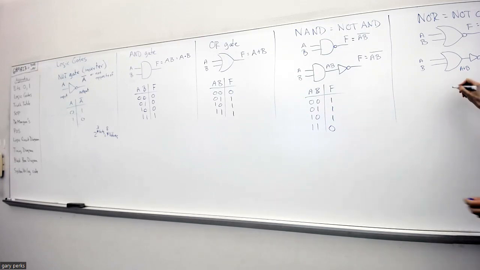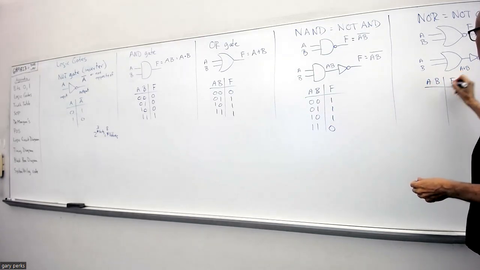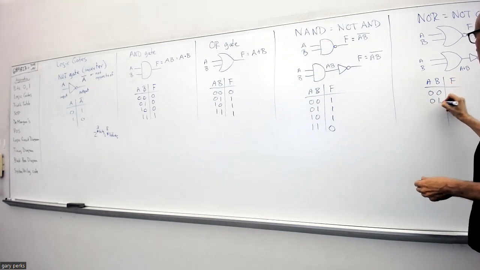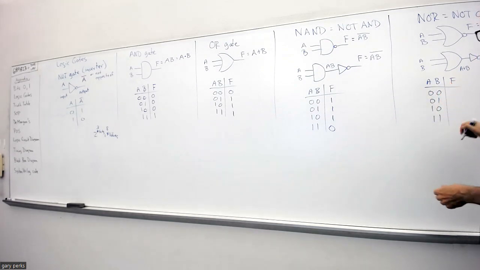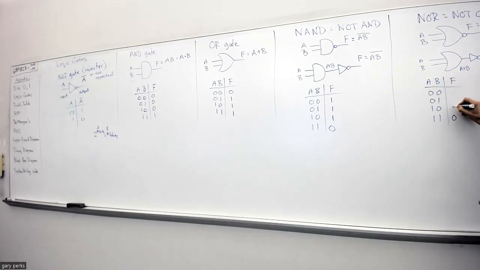Okay, and then the truth table. Well, it's going to look just like the OR, but the output's inverted. So with the OR, you get a 1 out as long as at least one input's a 1. With the NOR, you get a 0 out as long as at least one input's equal to 1. The OR, you only get a 0 out when both inputs are 0. The NOR, you only get a 1 out when both inputs are 0.